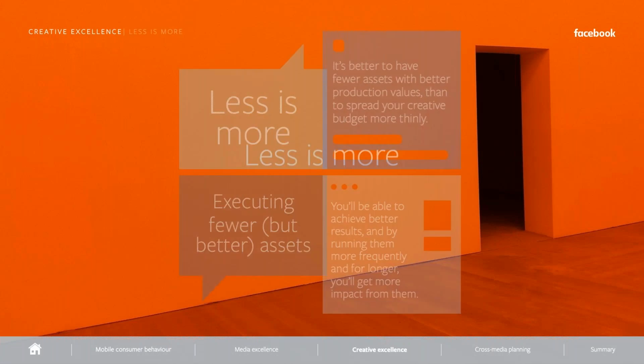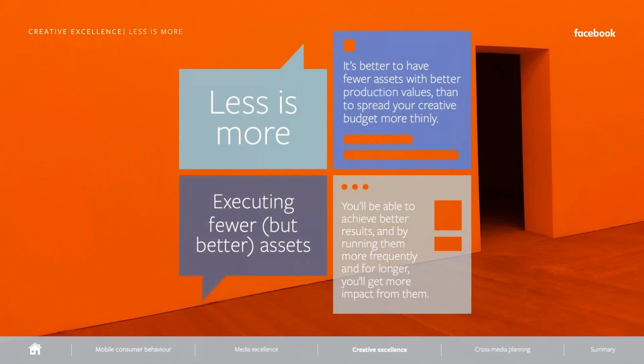Fourth and lastly, I urge you all to focus more on creating a few really good assets compared to spreading your creative budget more thinly. It's way better to allow your creative to have a wearing effect by showing it to more people more frequently and over a longer period of time than try to switch creatives on a regular basis. Think of this as you would with TV, and I'm sure you wouldn't switch your TVC on a weekly basis.